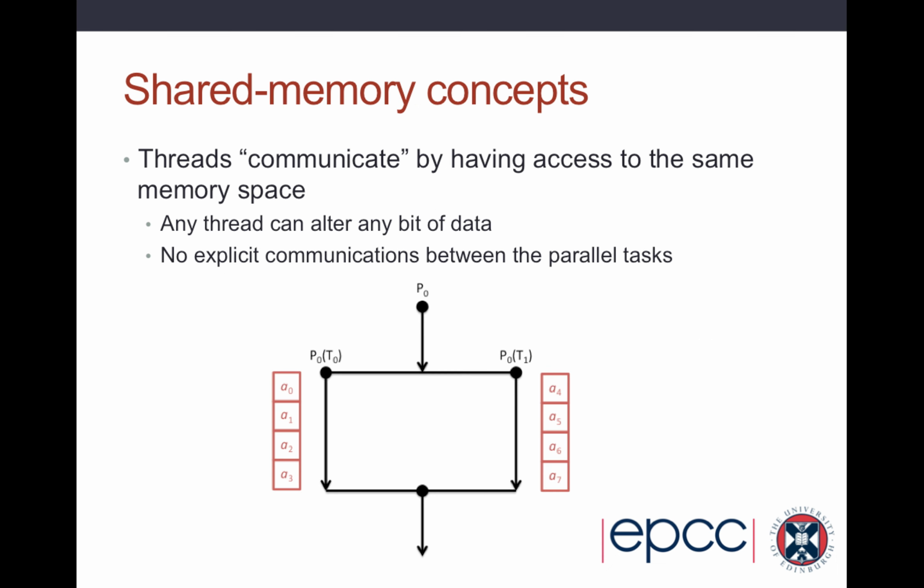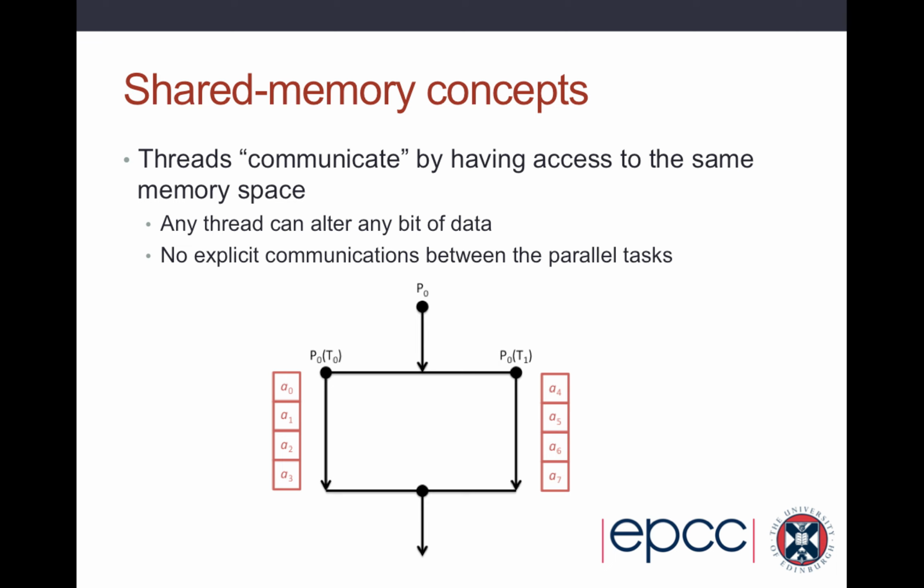So a picture of what it looks like is given here. This is for some sort of operation on a vector with 8 elements. Our process comes down here, it splits into 2 threads. Each thread operates on one half of the data and then they join again and carry on. This is called a fork-join model, and you'll often see fork and join. The threads communicate implicitly by having access to the same memory space. So here the communication is very implicit. There are no explicit communications between the parallel tasks as there were in the message passing example.